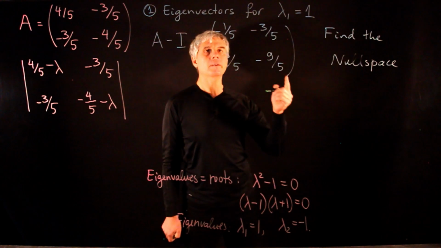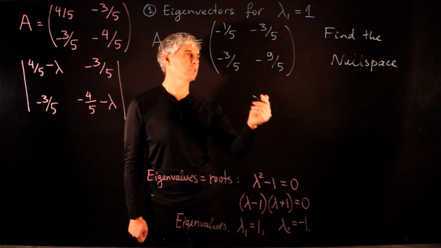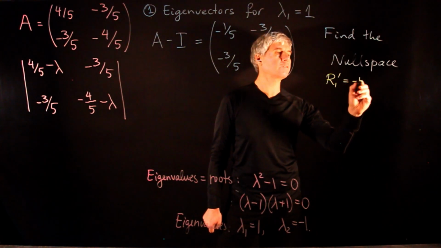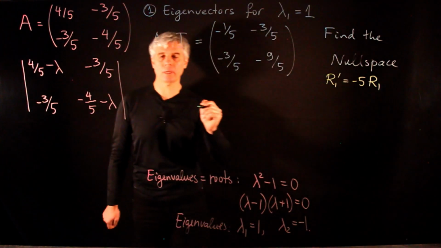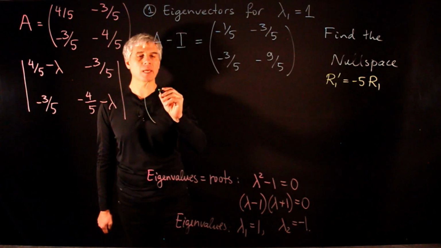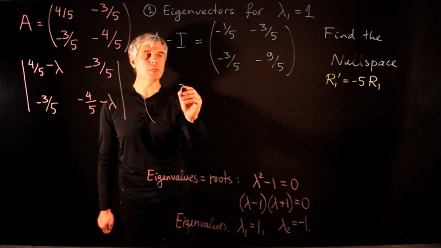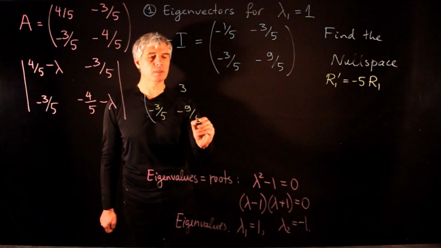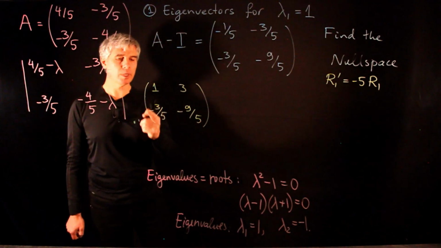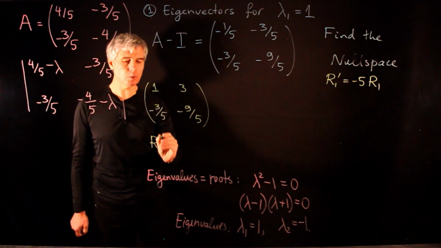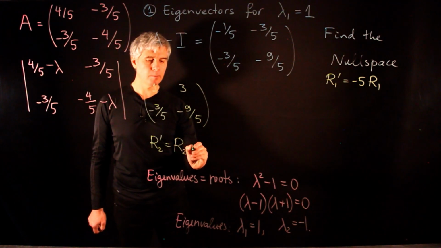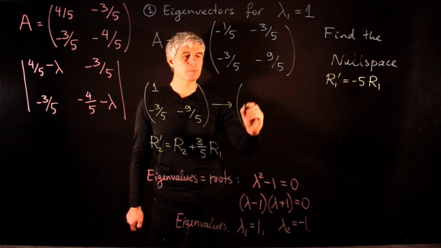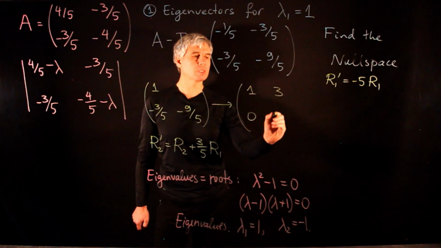In order to find the null space, we need to do row reduction. So first we say new row 1 is equal to negative 5 times row 1. So this will create a pivot for us. And then the matrix that we get will be 1, 3, negative 3/5 and negative 9/5. And then we eliminate this entry by saying that new row 2 is equal to row 2 plus 3/5 of row 1. And this gives us the matrix 1, 3, 0, 0.